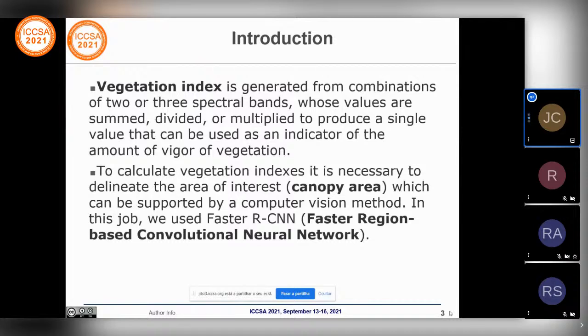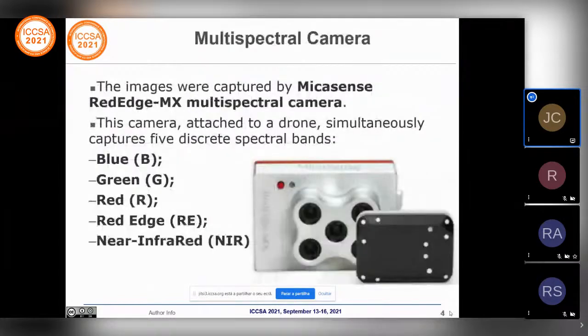In this work, we use an artificial intelligence method of image segmentation called faster region-based convolutional neural network. The images were captured by a MicaSense RedEdge-MX multispectral camera attached to a drone. This camera simultaneously captures 5 discrete spectral bands: blue, green, red, red edge, and near infrared. In general, these 5 bands were used to generate accurate and quantitative information of crops.